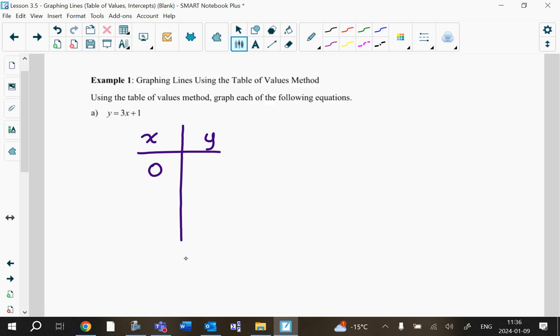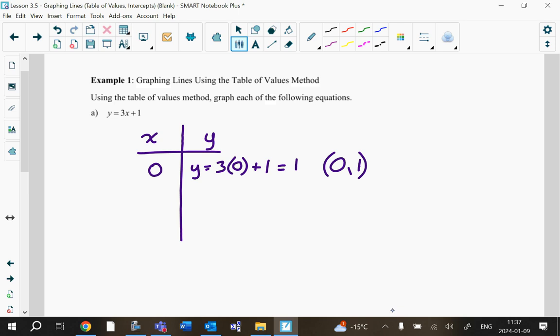So if I plug 0 in here, what would y work out to be? y equals 3 times 0 plus 1. 1. That means when x is 0, y is 1. That's one of the points on our line. Well, having 1 point is not good enough. Because does it go this way? Does it go this way? Does it go a little bit more horizontal? I don't know. So I need at least another point.